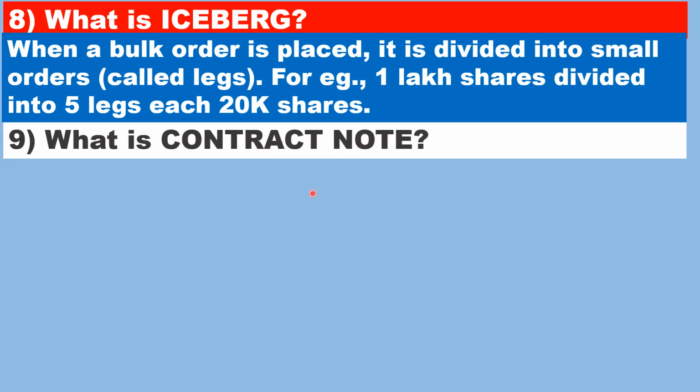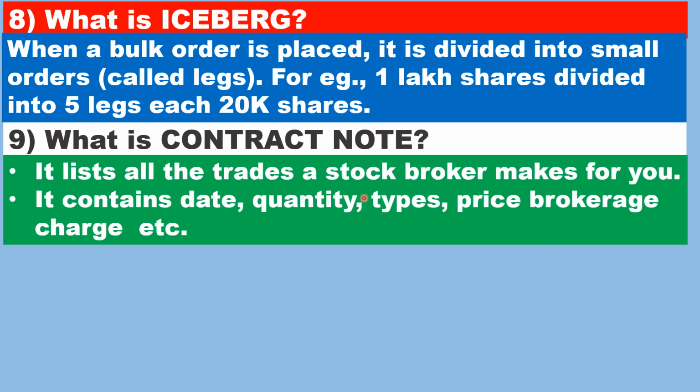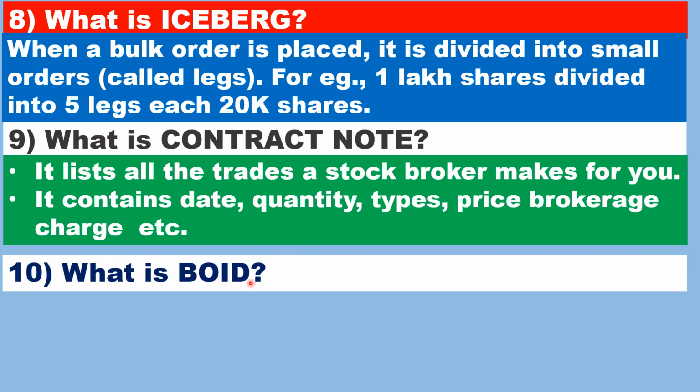What is a contract note? Whenever you buy a stock, the broker will give you the contract note. It contains all the information about how much you have bought, on which date, what are the types, price, brokerage, charges, etc. All the details will be in the contract note. For example, Zerodha, Groww, Angel One will give it.